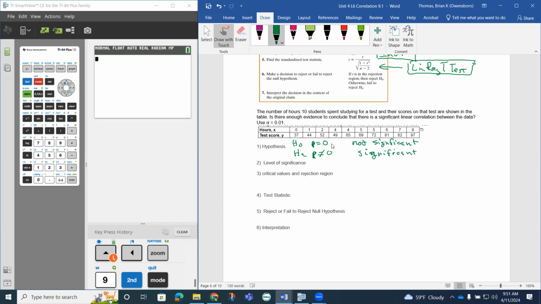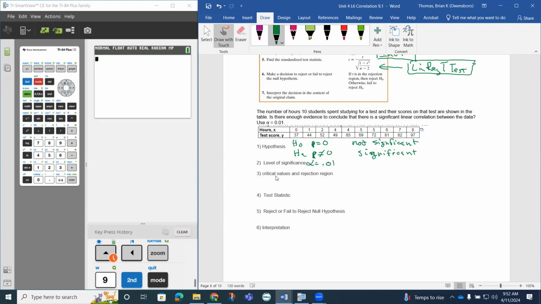If we don't reject H0, then we're saying there is basically no correlation. It's not significant. But if we're rejecting H0, then we are saying there is a significant linear correlation with the sample and the population. So the level of significance is alpha, which is going to equal 0.01.